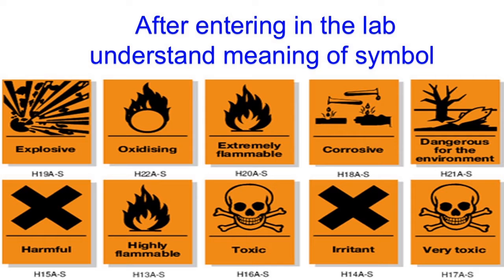The next one is dangerous for environment. If a chemical is dangerous for environment, a symbol of tree, fish, sea is given on the bottle. Then harmful and irritant has a cross symbol. Then the human skull is for toxic and very toxic. So observe that human skull, toxic and very toxic. This way, when students are entering the lab, first we have to show the symbols and various bottles with these symbols.